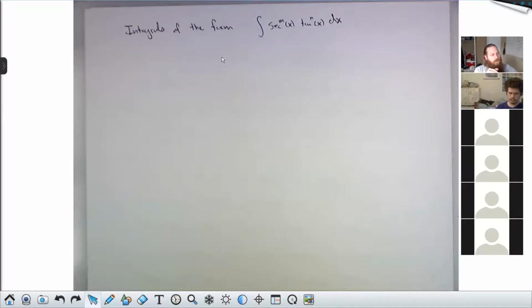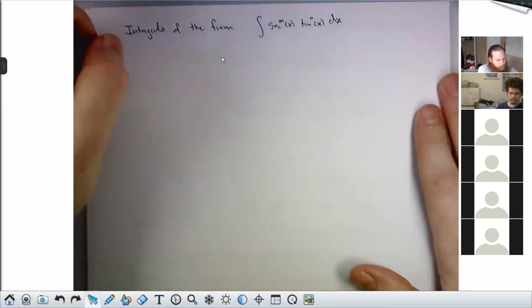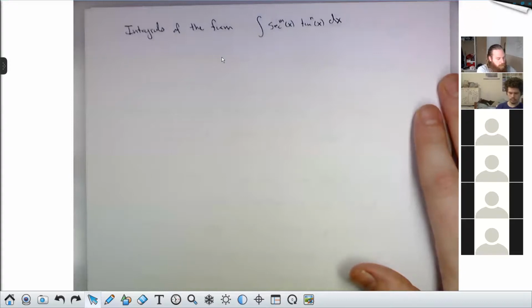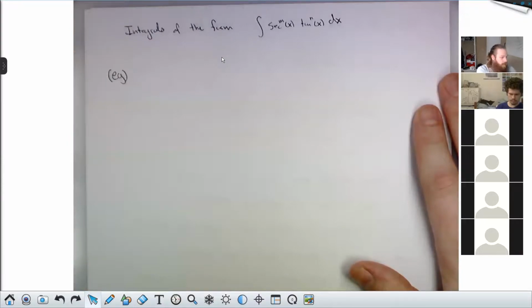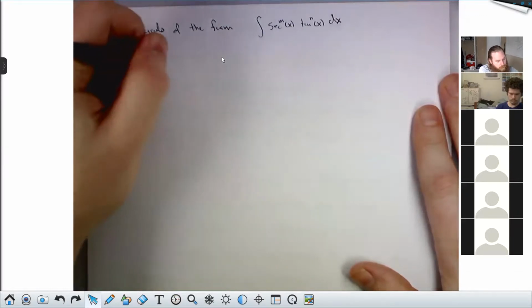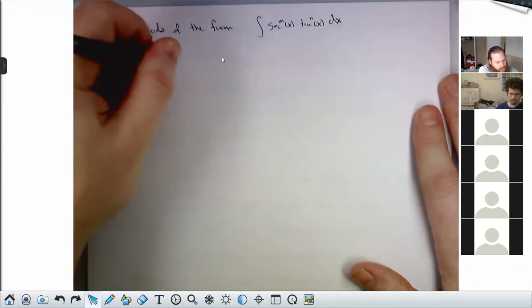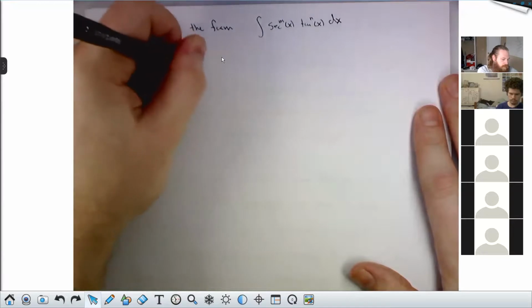The other thing that we needed to make that strategy work for sines and cosines was the fact that the derivative of sine is cosine, and the derivative of cos is negative sine. Here, secant and tangent are not quite that nice, but they're not a lot worse. So again, we'll be considering different cases, and I want to begin just by looking at a couple of integrals. Imagine I want to integrate secant to the fourth times tangent to the fifth.